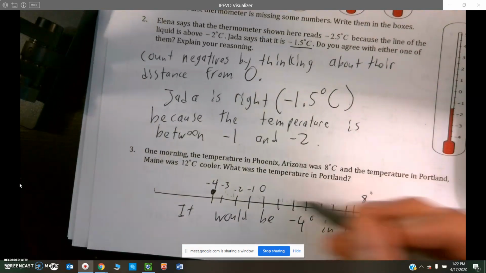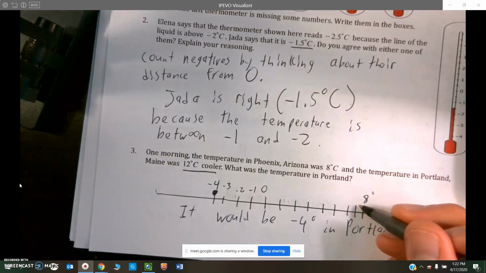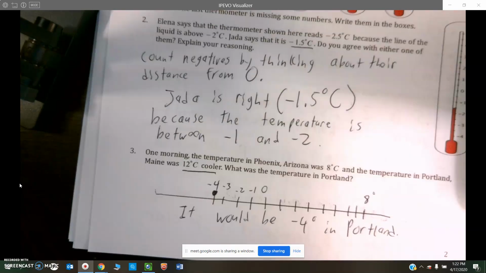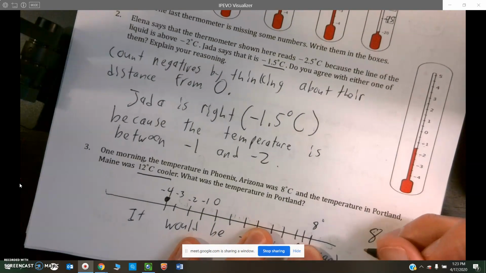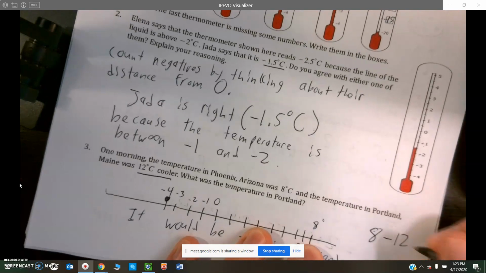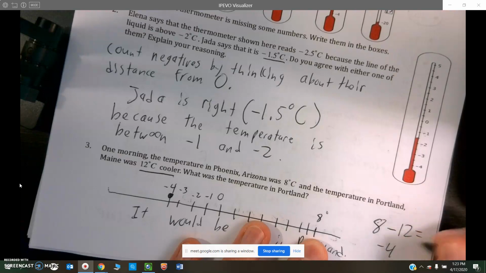So using a number line when you're first working with negatives can be super helpful because you can actually count the steps. So once again, 12 degrees cooler is 12 steps back on the number line, -4. And if you can do it in your head, it is just true that 8 minus 12 is -4.